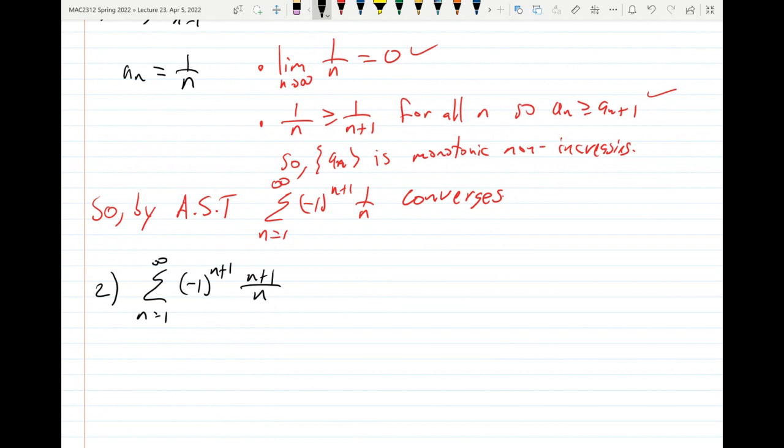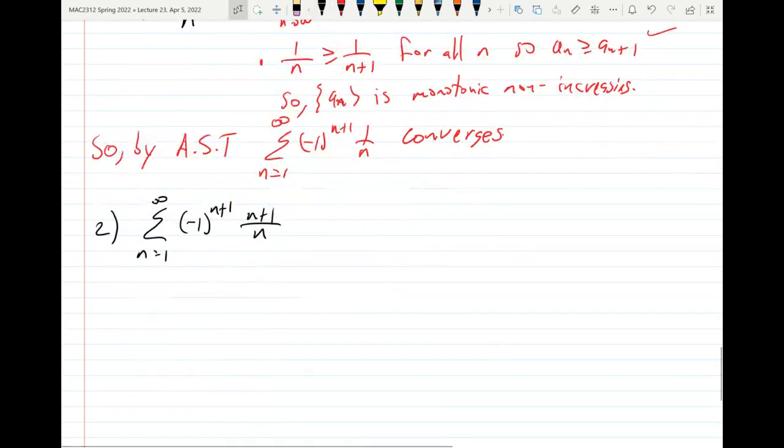How about this guy? Is it alternating? Yes. So what's our a_n? (n plus 1) over n. So we know it's alternating, so let's check our conditions.